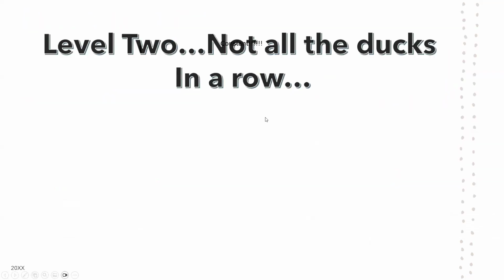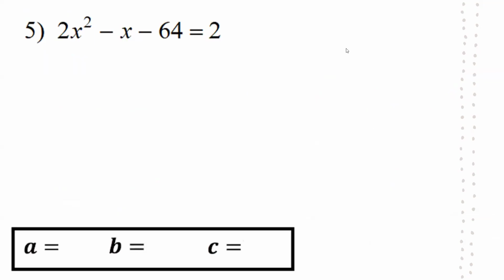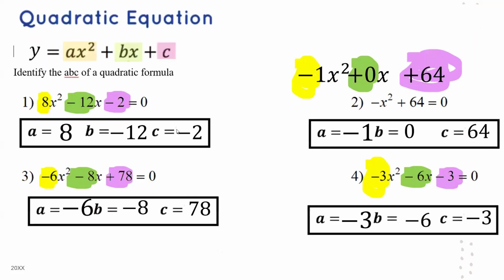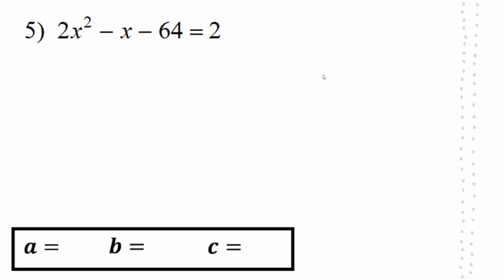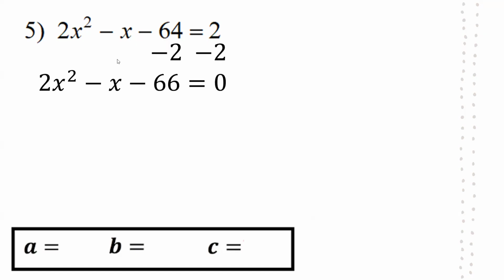Level 2 is what happens if things aren't the same. What happens if they're not all on one side? Remember, the first 4 examples, look at what they all were set equal to. 0, 0, 0, 0. That's what we have to get. We have to get it equal to 0. So in level 2, there's going to be a number sitting over here. To get rid of it, you just do the opposite. So to get rid of a +2, you subtract 2 from both sides. Bring down the 2x squared, bring down the -1x. And then -64 minus 2 is -66. These cancel, leaving me with 0.